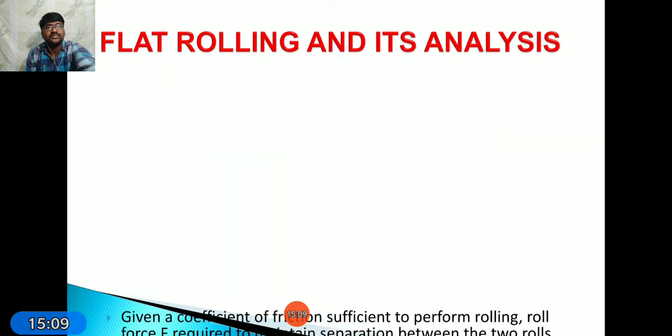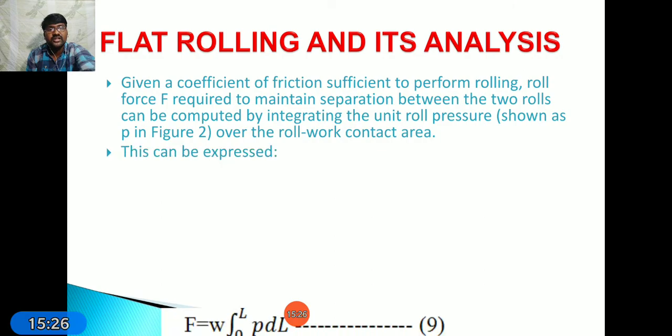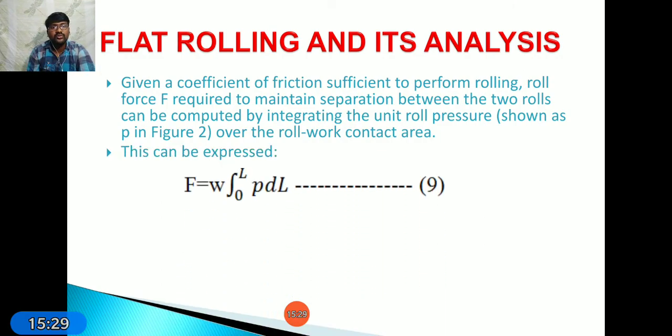Next, suppose given a coefficient of friction sufficient to perform rolling, the roll force required to maintain separation between the two rollers can be computed by integrating the unit roll pressure over the contact area. This can be expressed as F equals W into the integral from 0 to L of p dl. The dl is the changing length. Suppose the starting point is 0 and the ending point is L. By using this expression we can calculate the force.